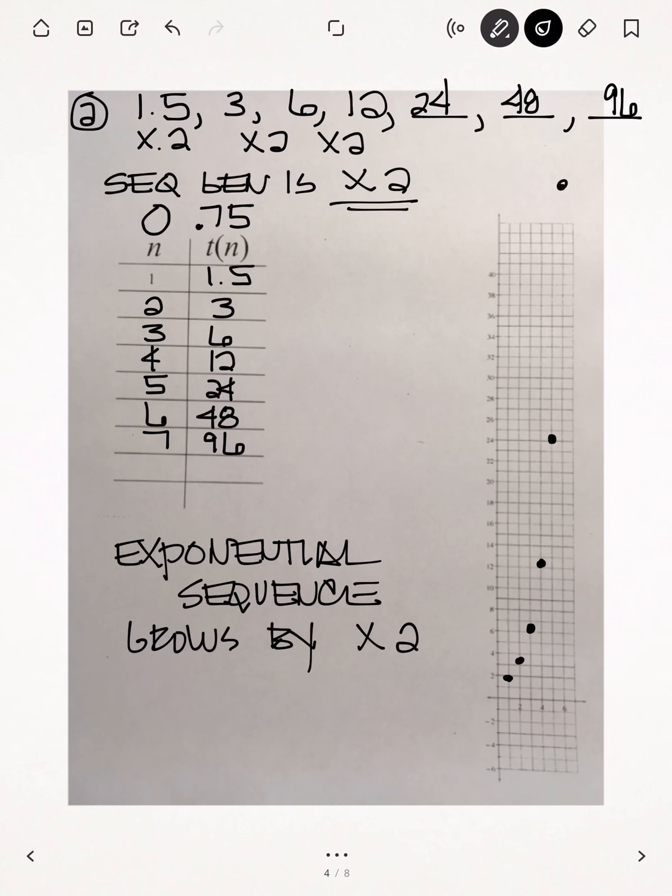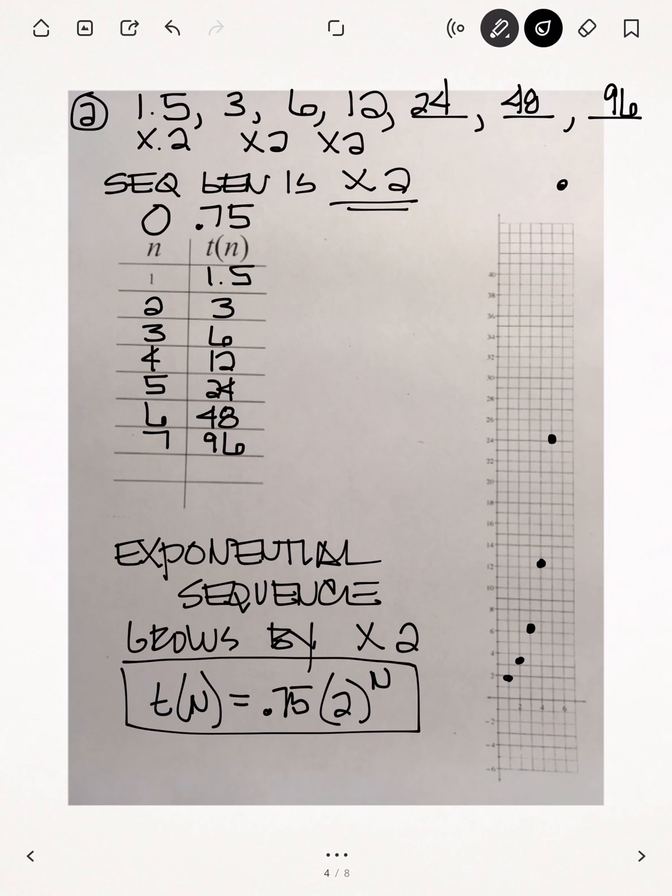So when I write the equation, I'm going to have t of n is the starting point, which is 0.75, times my multiplier, which is 2, raised to the nth power. So for every n, as n increases, I'm going to multiply by another 2. And there is my equation of this sequence.